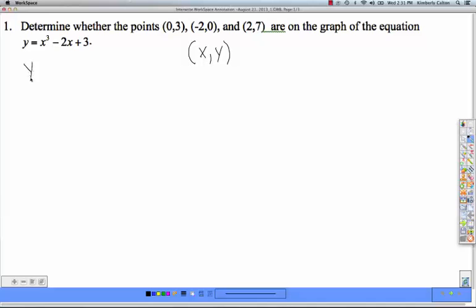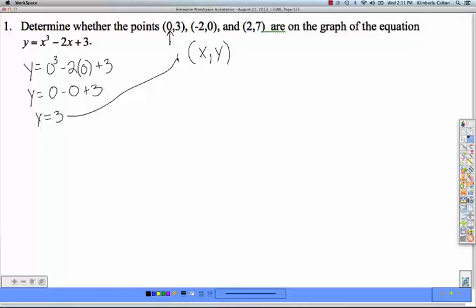So let's go ahead and solve for y. If x in the first case is 0, then we're simply going to plug in 0 for all the x's. So we have 0 cubed minus 2 times 0 plus 3. This gives me 0 minus 0 plus 3, which is y equals 3. And we notice that, yes, this is good. So for this one, it is yes.